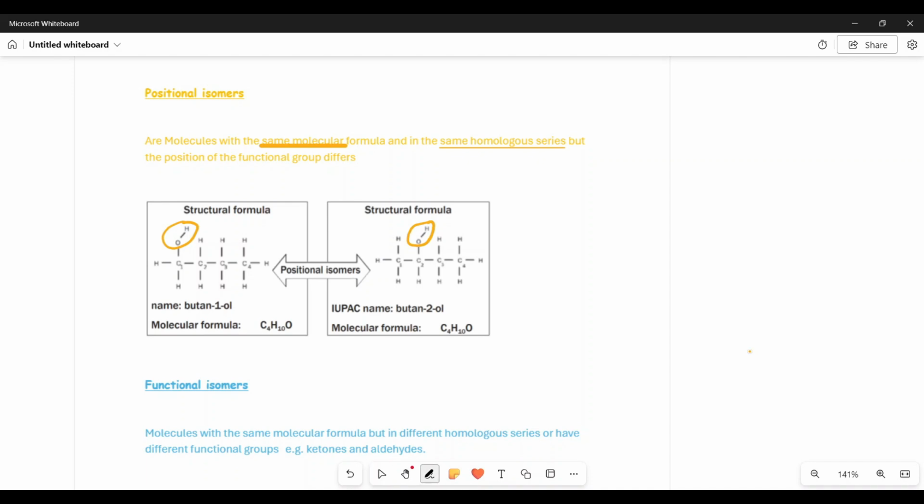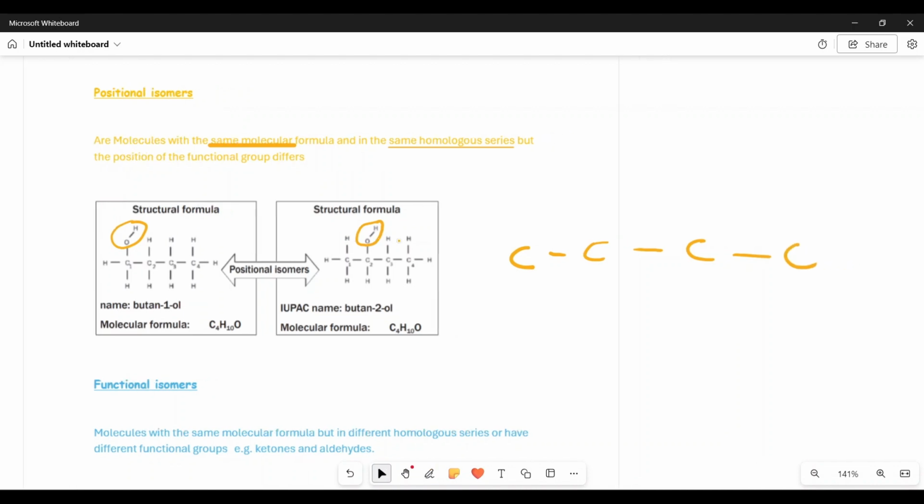Now, let me make another example. Let's say we have, I just want to make an example with the ketone, right? Let's say we have this.